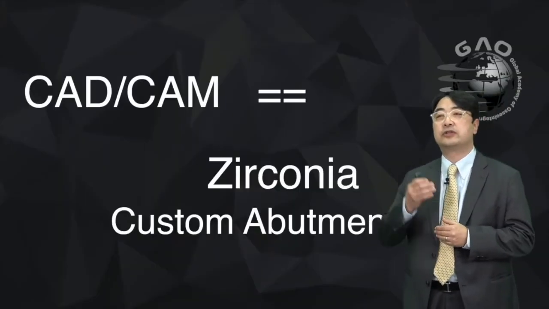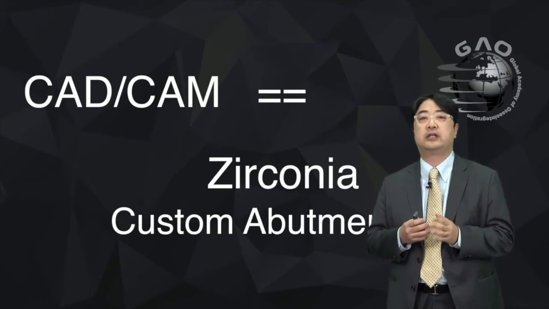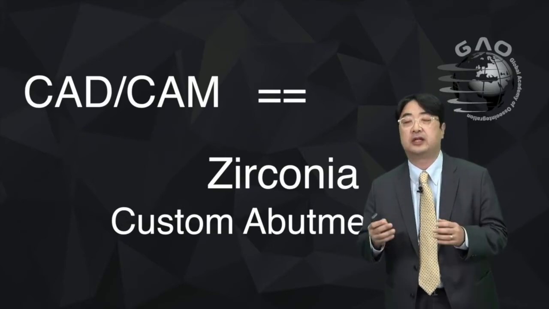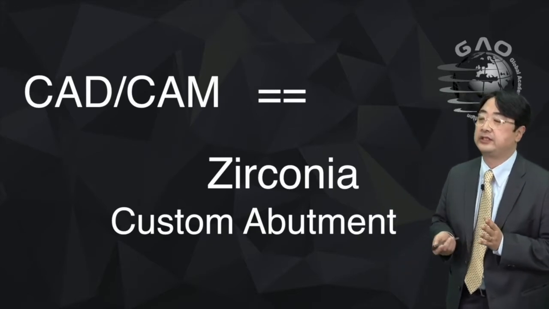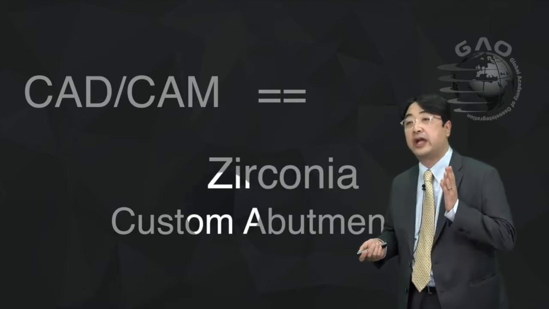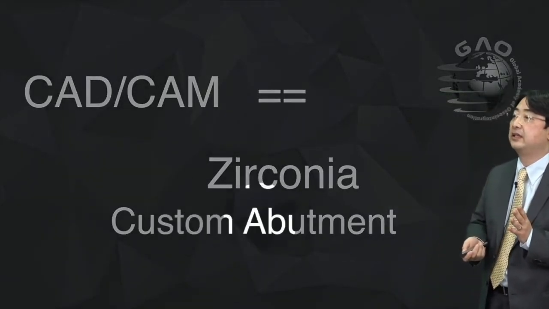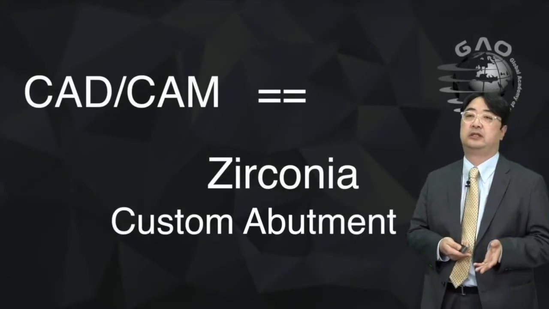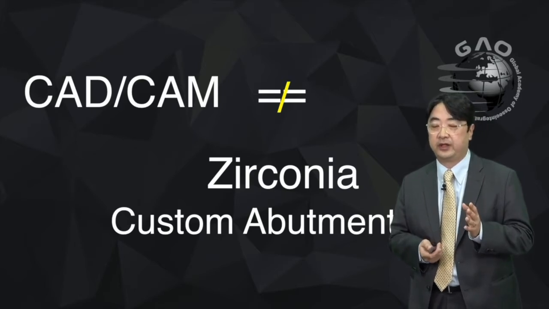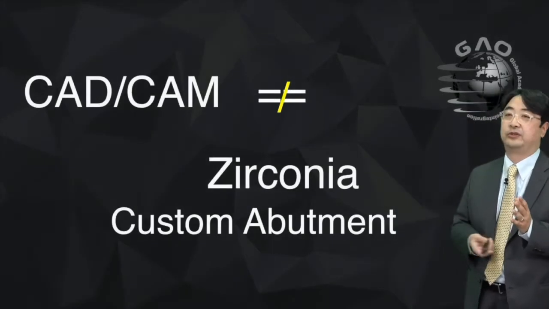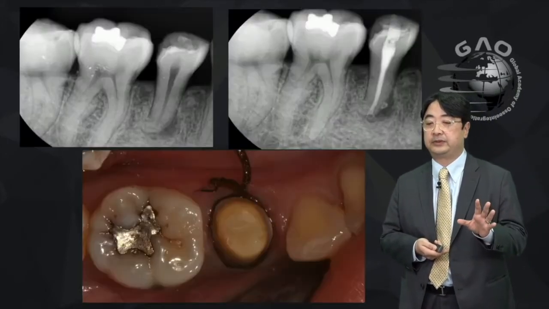Okay, so what we used to think was if we're doing something digital, or if you want to make some restoration by CAD/CAM, that means the final restoration could be zirconia or any other monolithic material, or if you're applying it on an implant, it has to be the custom abutment. But in the 3D printer era, it's not true. So we can use anything. So let me give you a simple example.